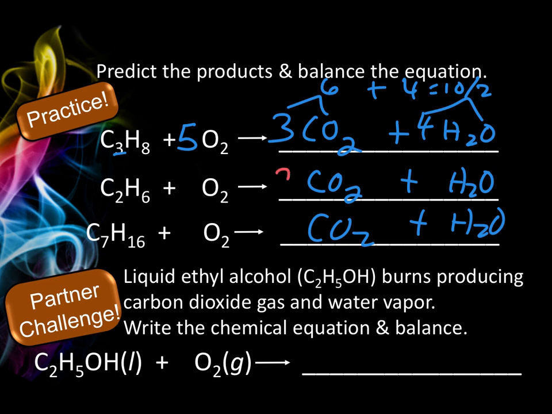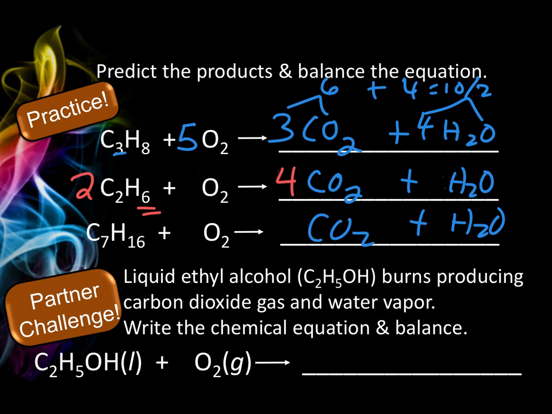I'm going to go ahead and put a 2 here. I'm going to balance my hydrogen. I'm going to put a 3 here. So right now I have 7, right? 4 times 3 is 7. Well, that's not going to work. I'm going to go back and double this. All right. And get rid of this.